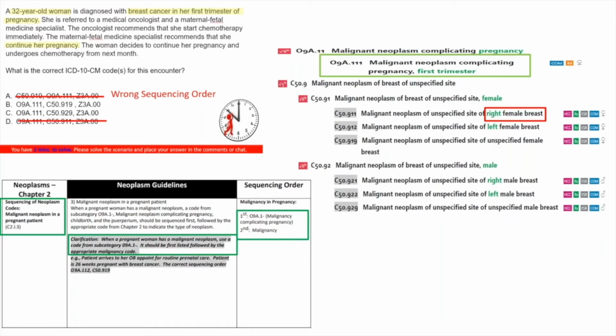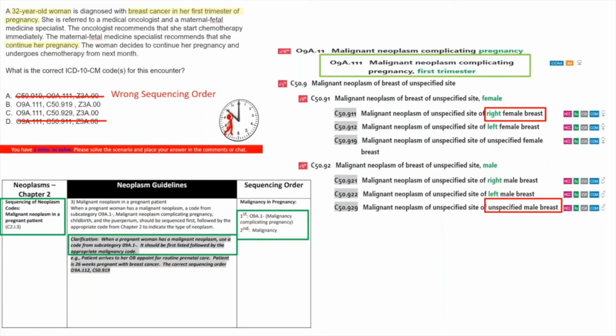Now let's look into the next one, C50.911, which is the code present in option D, which is coding for malignant neoplasm of unspecified site of right female breast. So specificity is wrong here. The doctor hasn't specified in our scenario whether it's a left breast or a right breast where the patient is having cancer. So the code C50.911 specifically says that patient is having malignant neoplasm in her right breast. So this is incorrect because of the laterality.